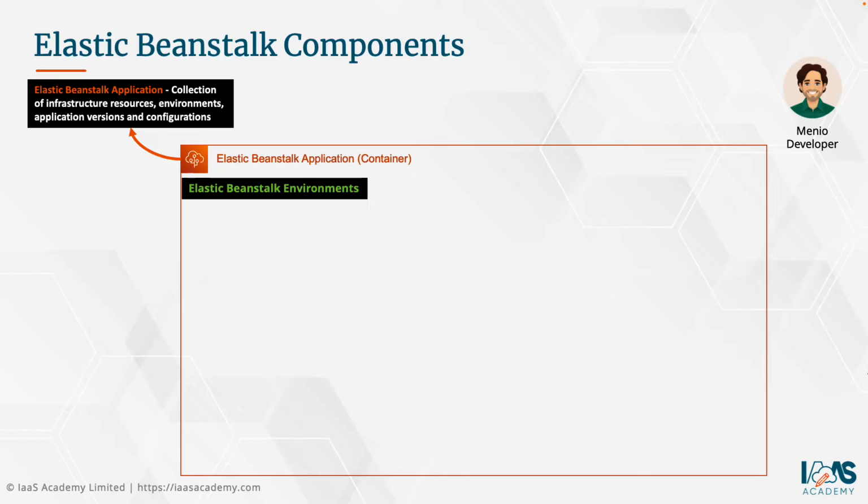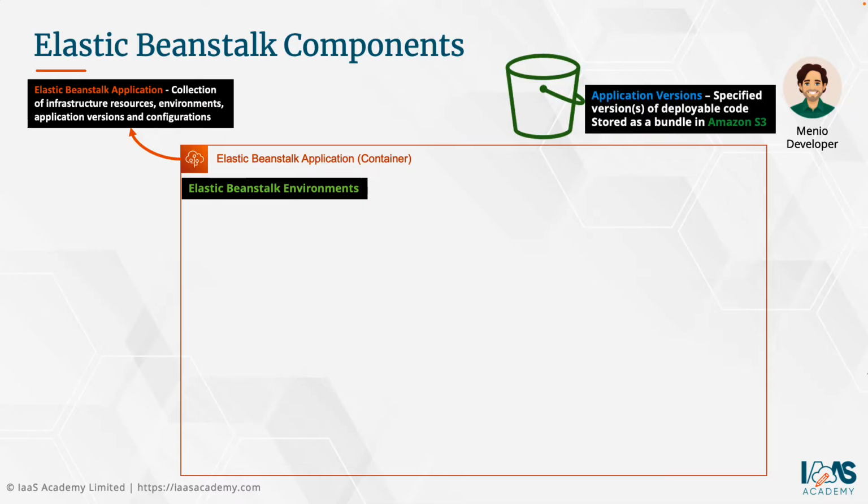Once you've got the application created, you can then describe and configure the Elastic Beanstalk environments. Now, what do we mean by that? Essentially, Menyo needs to upload the application code to Elastic Beanstalk, and Elastic Beanstalk will deposit that code into a managed S3 bucket. These are called application versions, and they are specified versions of deployable code that are stored as a bundle in the Amazon S3 platform. And it could be in a zip format or a WAR file stored in the S3 environment.